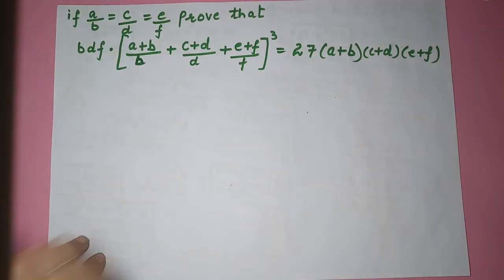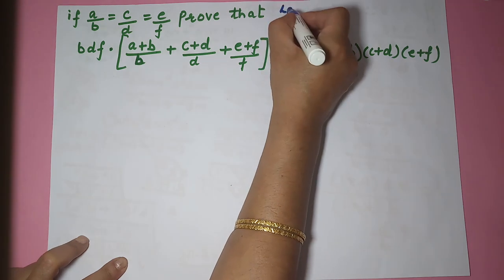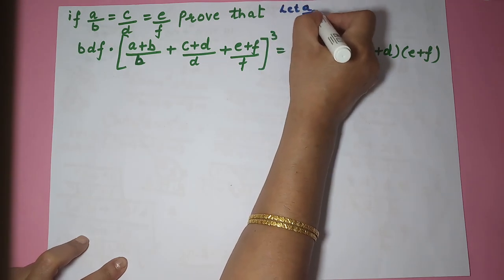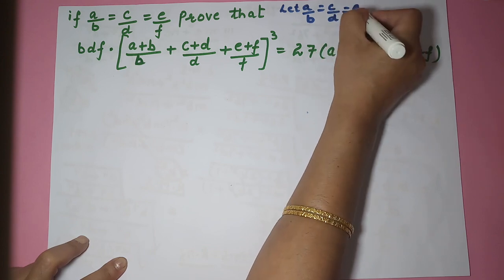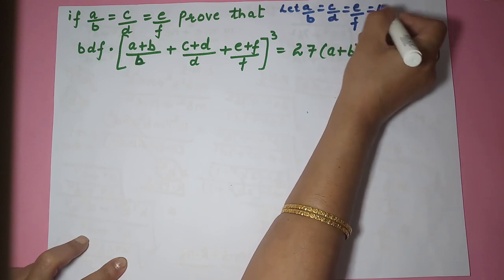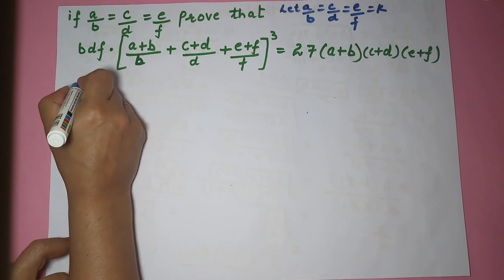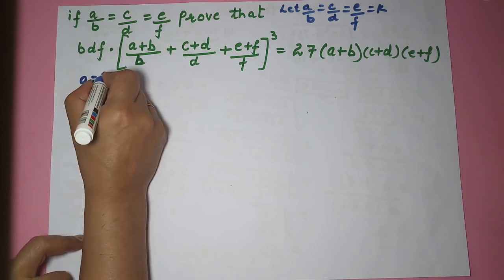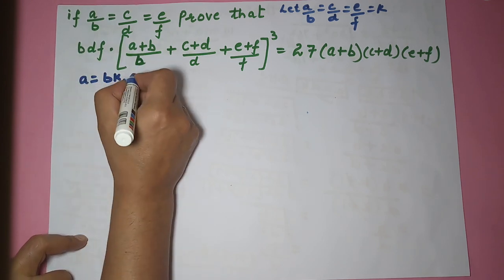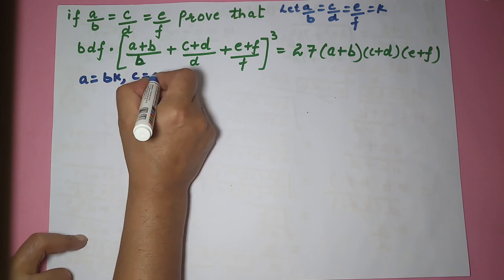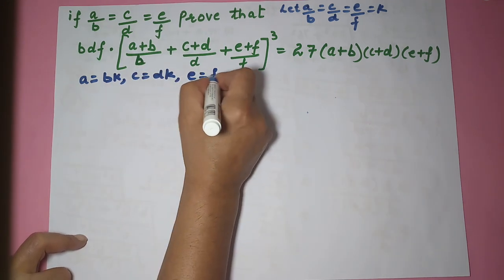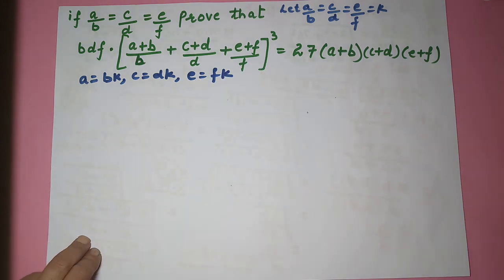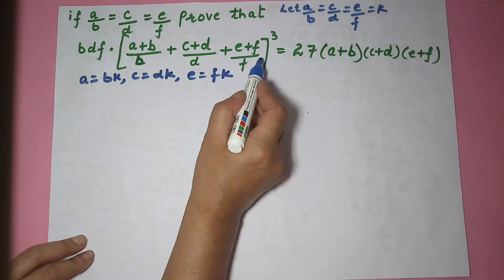Here again one more. I'll write this step. Let A by B is equal to C by D is equal to E by F equal to K. So my A will be BK, my C will be DK and my E will be FK. Now I have to replace only these three in the questions. So let me take my left hand side.